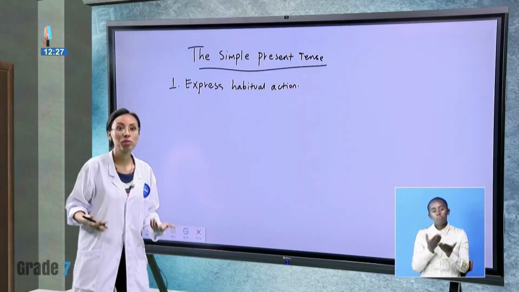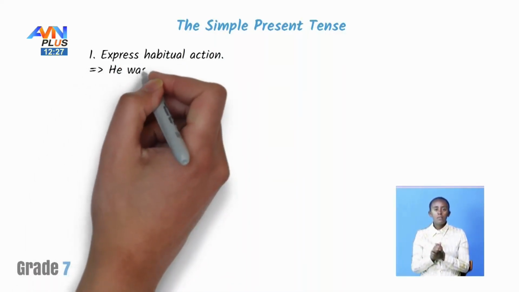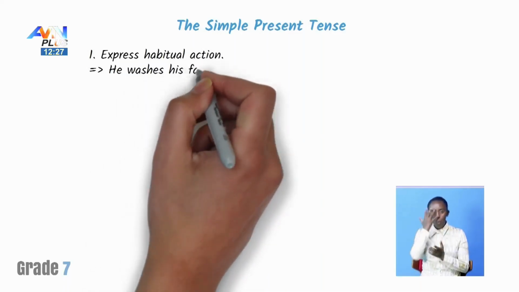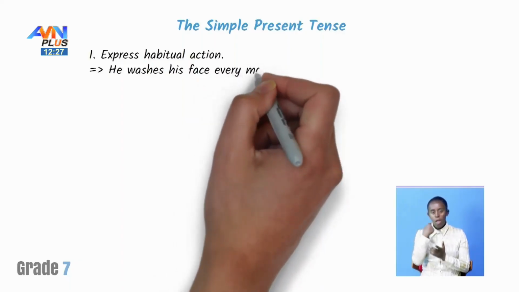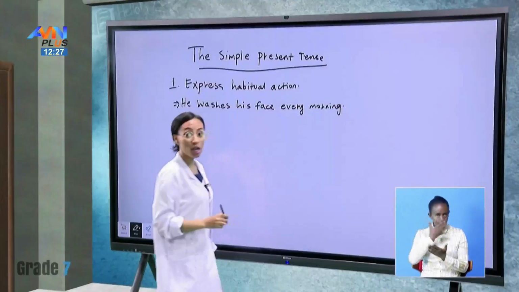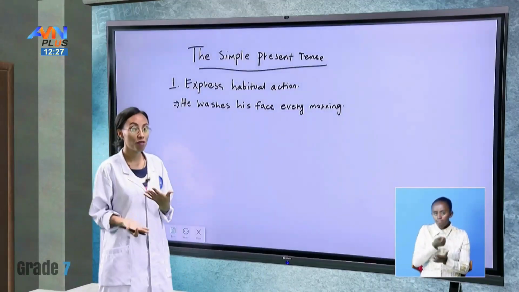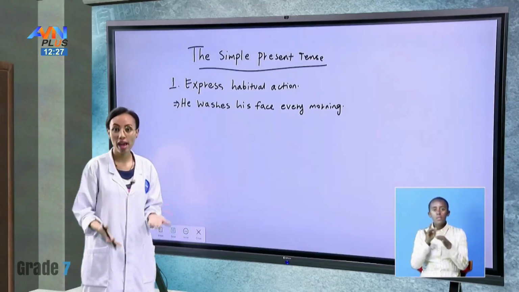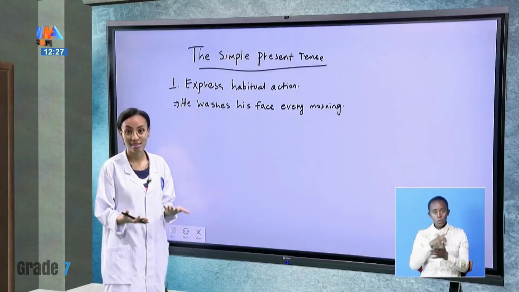Things that we do repeatedly. For example, he washes his face every morning. So this is something a person does repeatedly every day, very often. So if that is the case, we are expressing habitual actions, and if that is the case, we use the simple present tense.